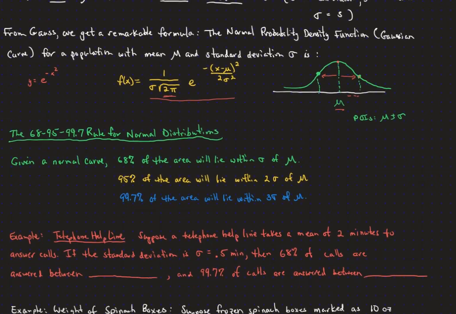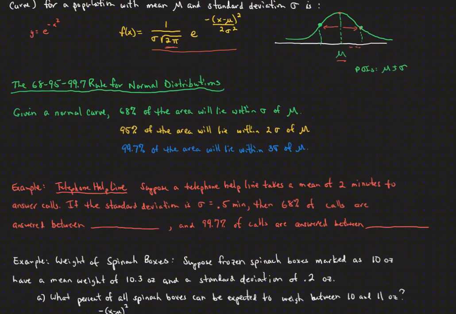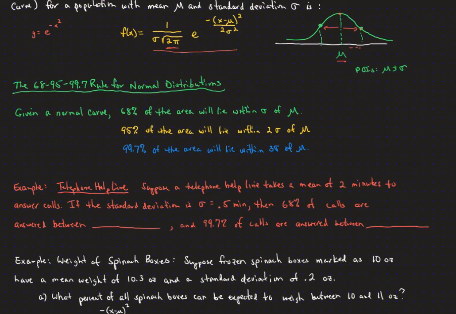So they make a big deal about this. And if you're in stats, you've heard this already: the 68, 95, 99.7 rule for normal distributions. So given a normal curve, whatever its mean and standard deviation are, the idea is that 68% of the area will lie within one standard deviation of the mean. So the probability that somebody gets whatever is within one standard deviation of the mean is 68%, roughly. That's not exact, as we'll see.